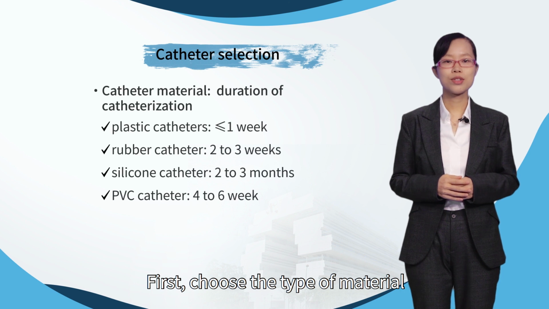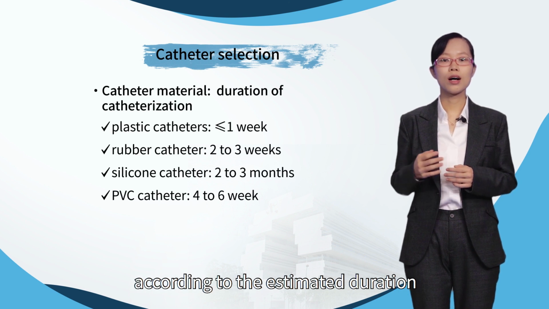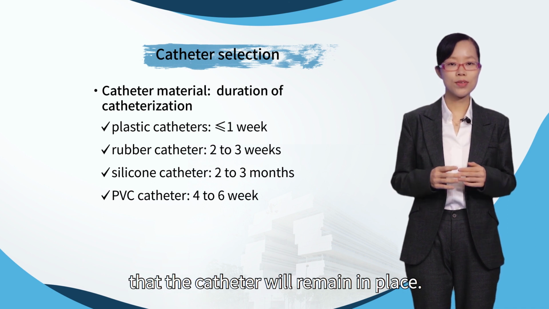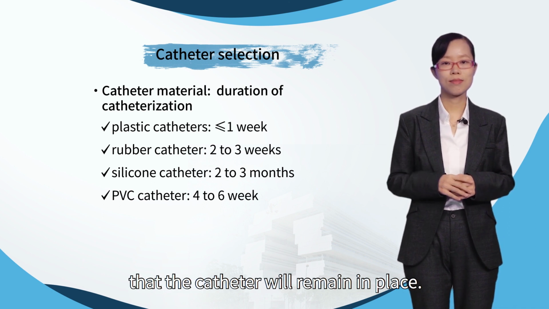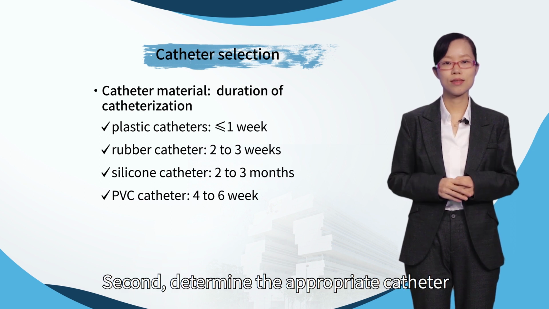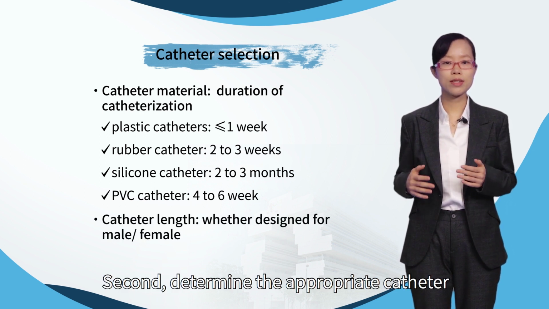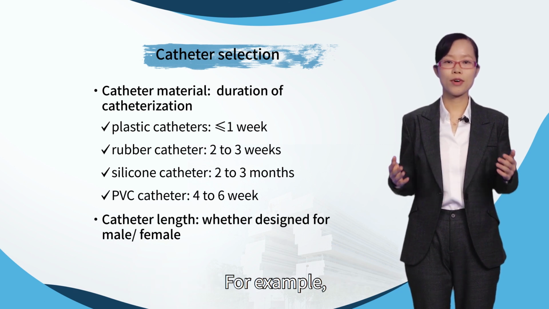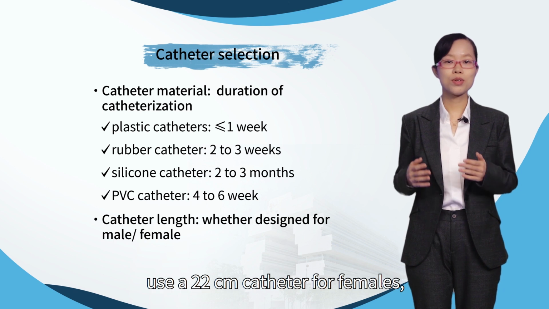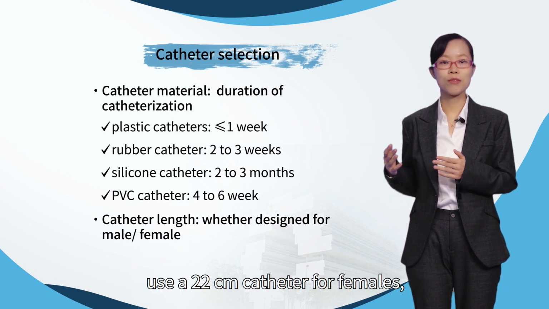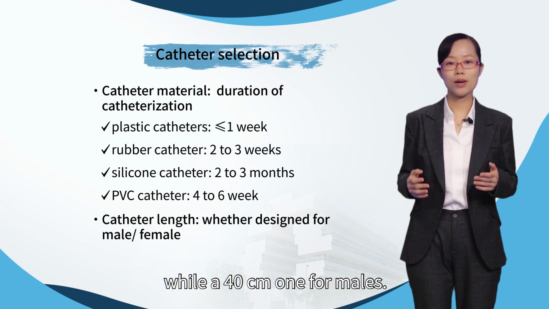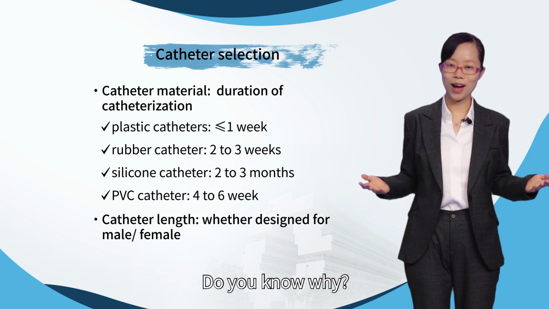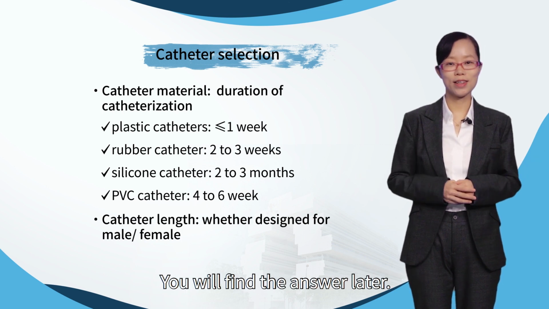First, choose the type of material according to the estimated duration that the catheter will remain in place. Second, determine the appropriate catheter length by the patient's gender. For example, use a 22 cm catheter for females, while a 40 cm one for males. Do you know why? You will find the answer later.